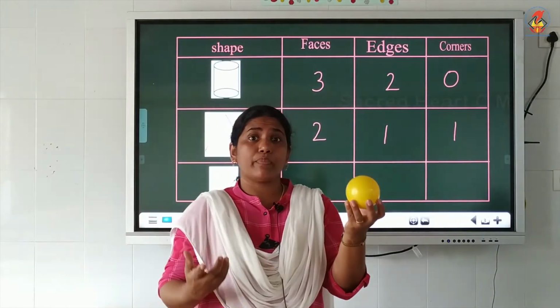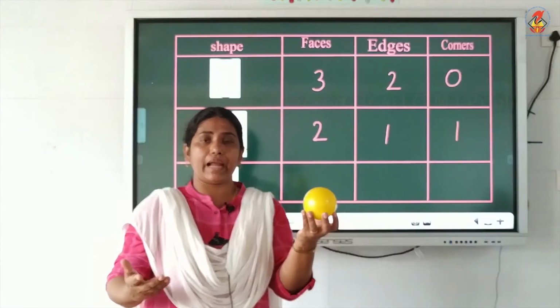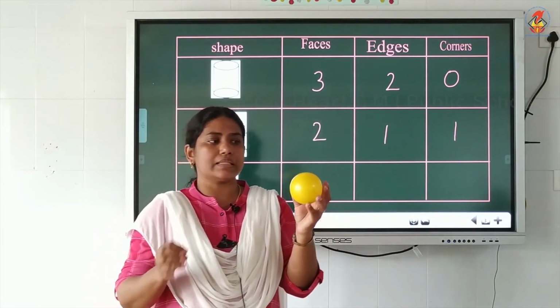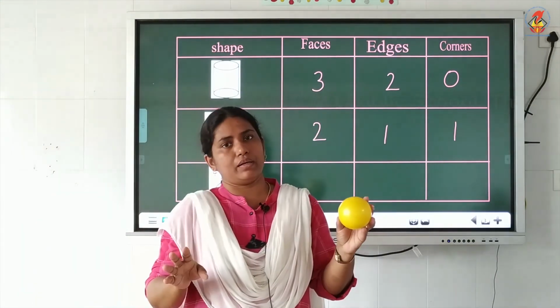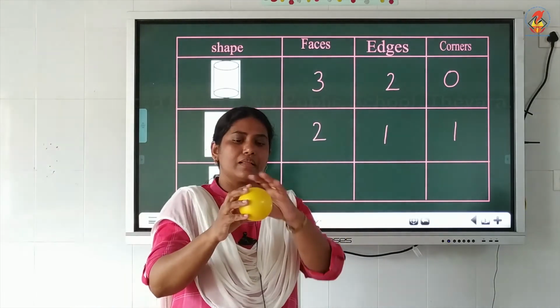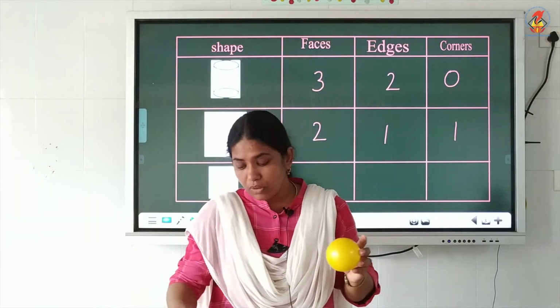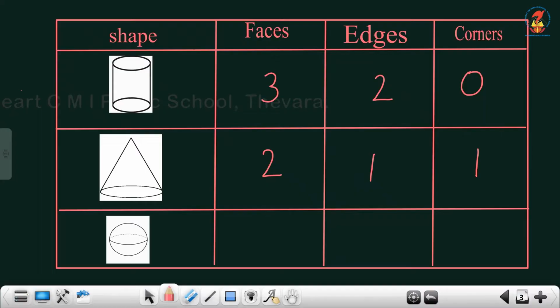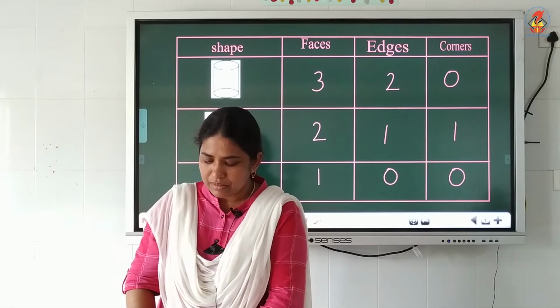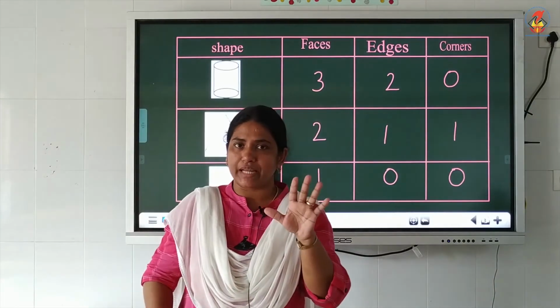So is it possible to have any edge or corner? No, there is no edge and no corner. Okay, so for a sphere there is only one face, 0 edges and 0 corners. Is it clear children? So all together we studied 5 solid shapes in this year.